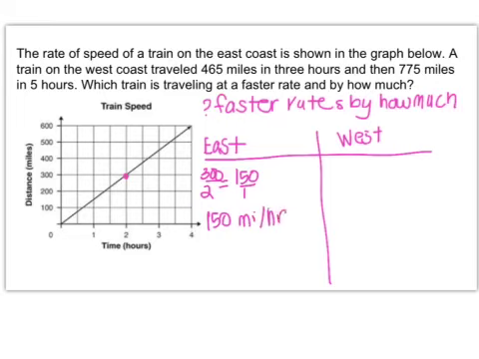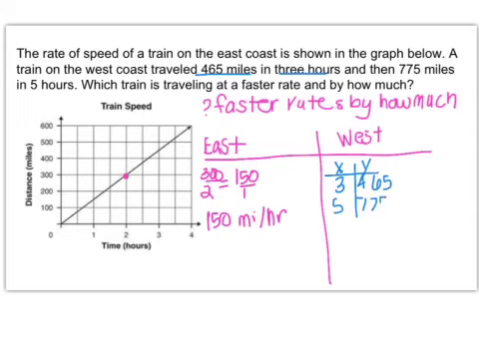So now for the West Coast train, I'm going to use the information that I have. I have 465 miles in 3 hours. Just to make sure, since it's not a graph, I'm not sure right now if it goes through the origin. So I'm going to use both points to find my rate of change. And then in 5 hours, it's 775.